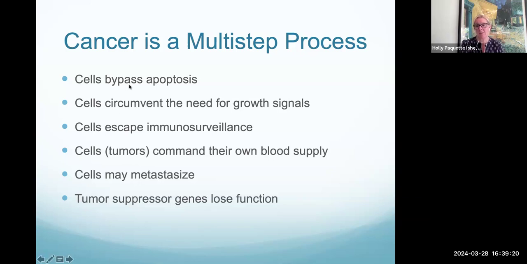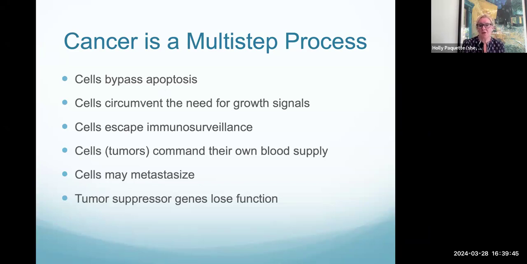cells bypass apoptosis. What this means is that the cell, when it's programmed to die, can bypass that message and continue to live. Often our cells have a natural lifespan, and at the end of that life they go through cell destruction and are replaced with a new healthy cell. Cancer cells first bypass this. Basically, they don't go through cell death.